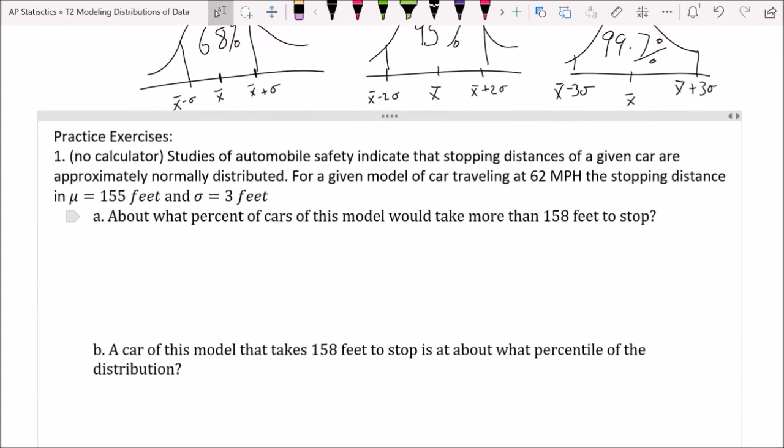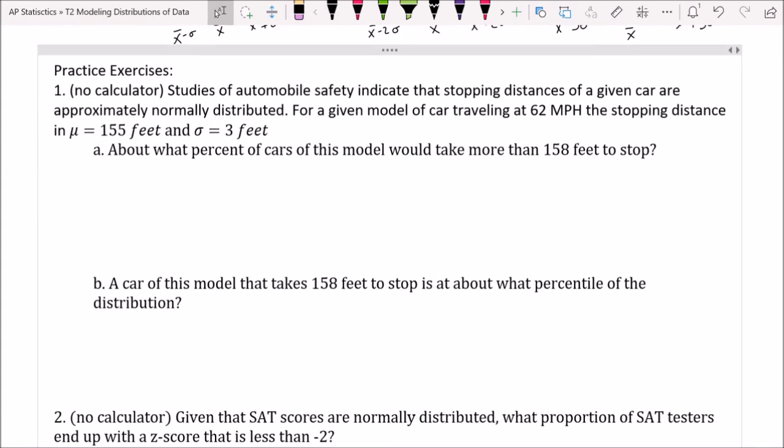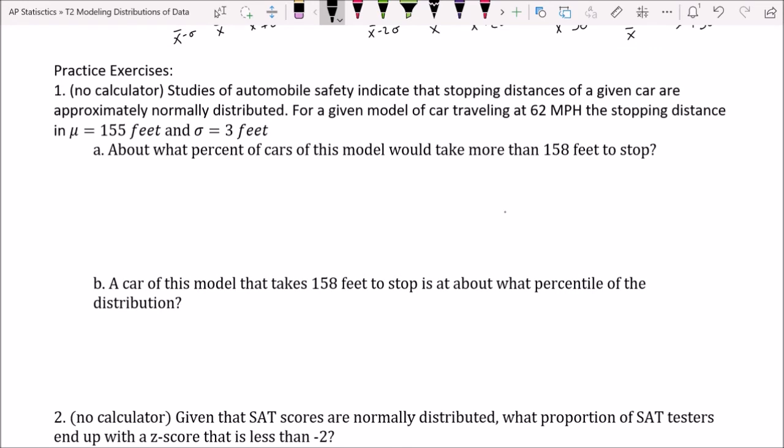Okay, here's our first one. And it says no calculator. Here we go. Studies of automobile safety indicate that stopping distances of a given car are approximately normally distributed. For a given model of car, traveling at 62 miles per hour, the stopping distance is, and guys, that is the Greek symbol mu, which stands in for the mean, and that's a sigma, which stands in for standard deviation. So the mean is 155 feet with a standard deviation of 3 feet.